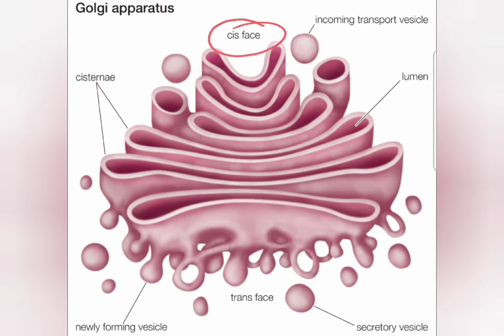As you can see, two words are written here. This is the cis phase and this is the trans phase. The cis phase is the forming phase, meaning the cisternae are forming towards this cis phase, and the trans phase is the matured or the older phase. All the larger cisternae are located towards the trans phase, and towards the cis phase the smaller cisternae are located. So this is all about the cisternae.